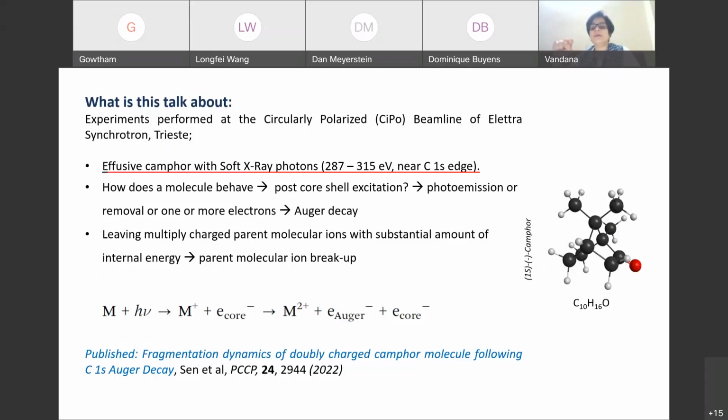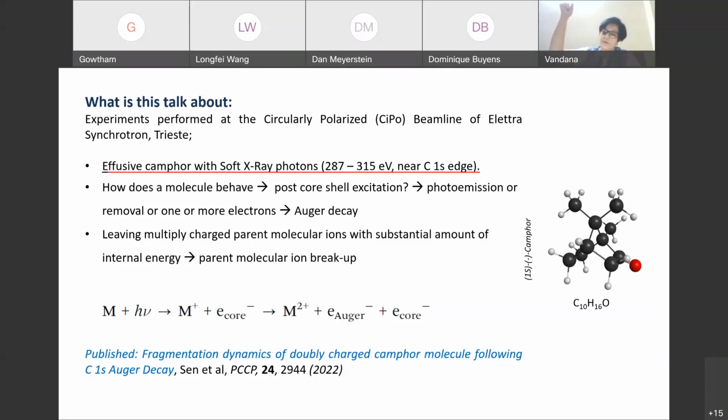To start with, what is this whole talk about? We will be shining a light on it. The energy range of the light which we are using is somewhere around 287 to 115 electron volt, which is basically the C1s edge. If I say C1s, it means there are different orbitals in the atoms, and the C1s is the closest one to the nucleus. So you need really high energy to eject that electron out.